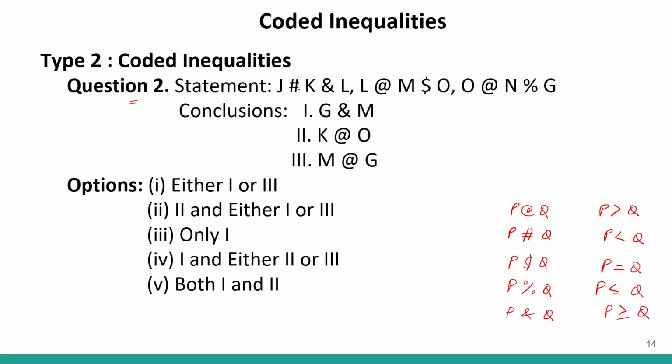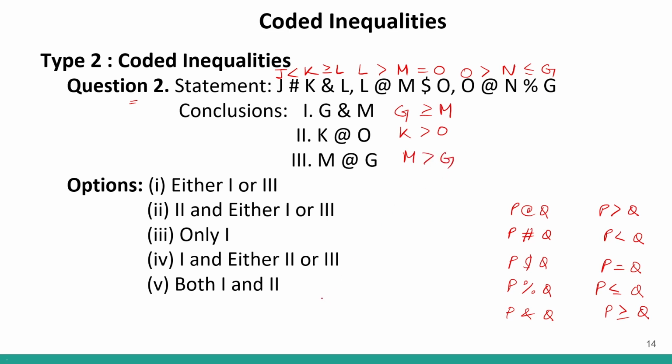Now I will turn this into direct inequalities. So J is basically less than K, correct? K is greater than equal to L. L is greater than M, and M is equal to O. Similarly, O is greater than N and N is less than equal to G. So now I have converted them into direct inequalities. I will do the same thing for conclusions. So G is basically greater than equal to M. K is basically greater than O, and M is basically greater than G.